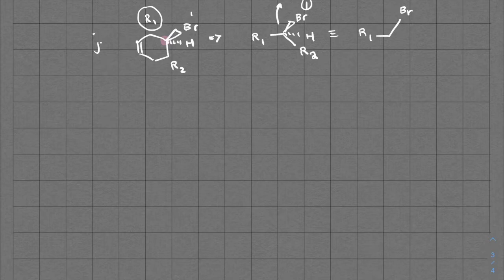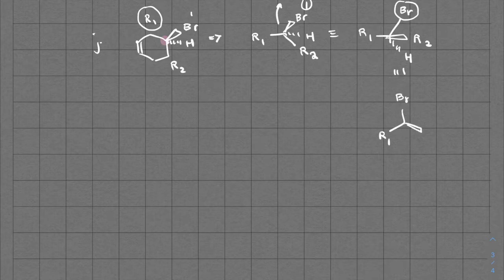Now what'll happen? Hydrogen will be in the back, and R2 is in front. And now let's put our first priority atom on top. It'll be 1, 2, 3, 4. It's rotating that way, so it is going to be S configuration. Perfect.